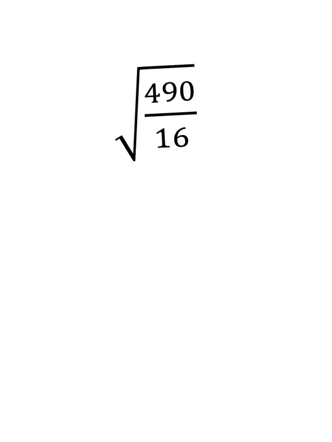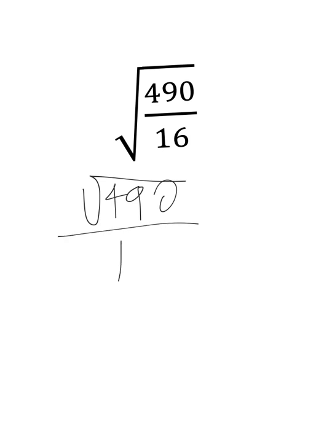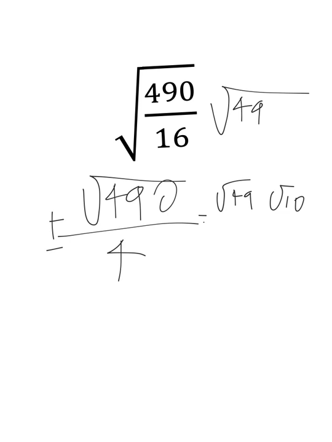So what about this one? 490 over 16. Well, let's see here. The square root of 490, we don't know what that is yet, but I do know the square root of 16 is 4. You know, plus or minus. I'll put that on all my steps. Think about it. 490 is 49 times 10. So I'm going to write square root of 49 times square root of 10. And by the way, it doesn't matter if you write 49 times 10 or if you write it separately like that. It really doesn't matter.